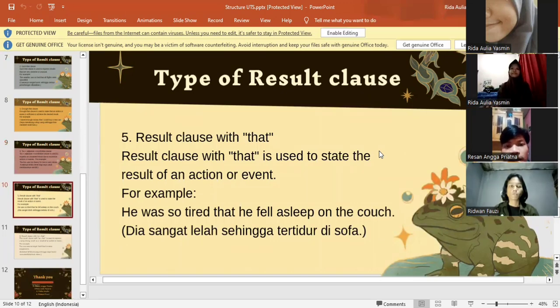Point 5. Result clause with that. The result clause with that is used to state the result of an action or event. For example, he was so tired that he fell asleep on the couch.